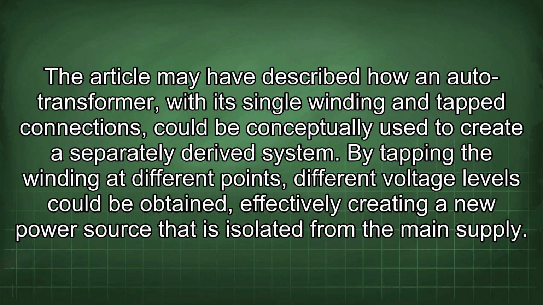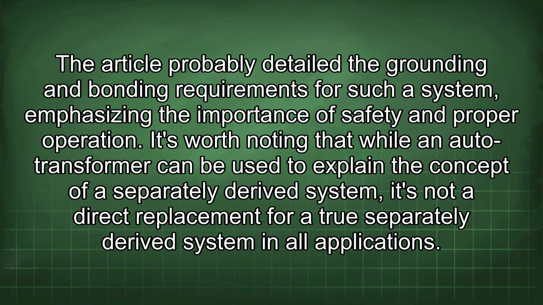The article may have described how an autotransformer, with its single winding and tapped connections, could be conceptually used to create a separately derived system. By tapping the winding at different points, different voltage levels could be obtained, effectively creating a new power source that is isolated from the main supply. The article probably detailed the grounding and bonding requirements for such a system, emphasizing the importance of safety and proper operation. It's worth noting that while an autotransformer can be used to explain the concept of a separately derived system, it's not a direct replacement for a true separately derived system in all applications.